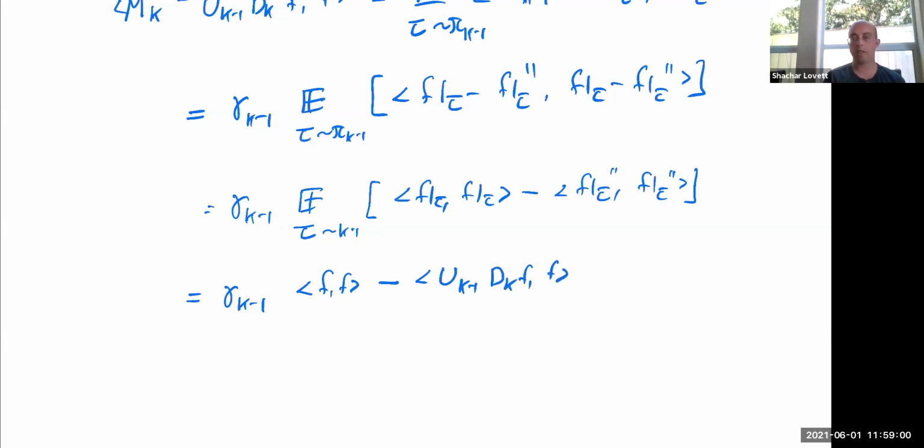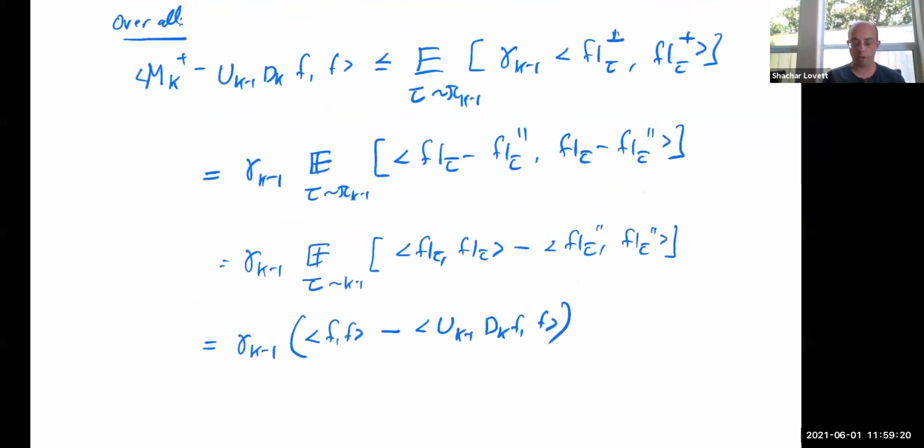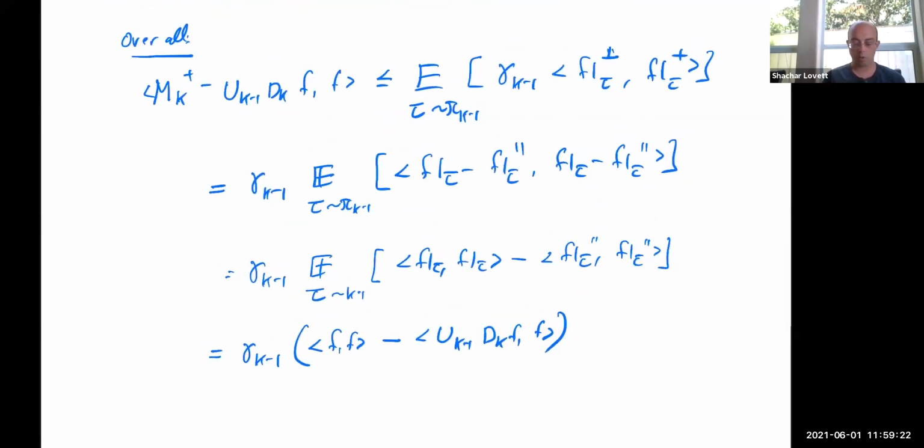So I'm again applying Garland's method to go back to something that's global on the function and not local in links. So first we apply Garland's method to move from the global function to links. We did the analysis of the links. We use the bound on the lambda 2 to simplify the expression to get a bound, and then we moved back. So overall, what did we find here? We have this expression we're trying to find: mk plus minus uk minus 1 dk ff is smaller than gamma k minus 1 ff minus again uk minus 1 dk f.